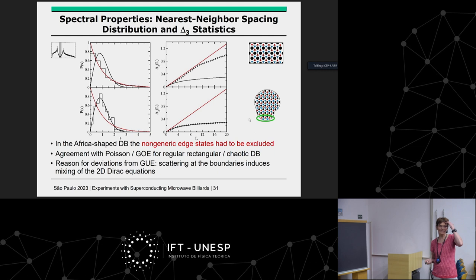The reason for this is that as soon as you have a boundary, so you confine the graphene sheet to a certain shape, then at the boundary you will have reflections that go from one Dirac cone to the other one. So you will have a coupling of the two Dirac Hamiltonians in the four-dimensional Dirac equation, and this will lead then to GOE. So that was the explanation, and it has been confirmed.